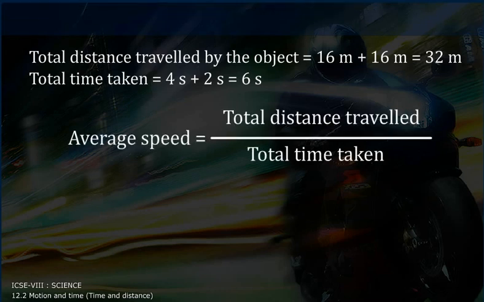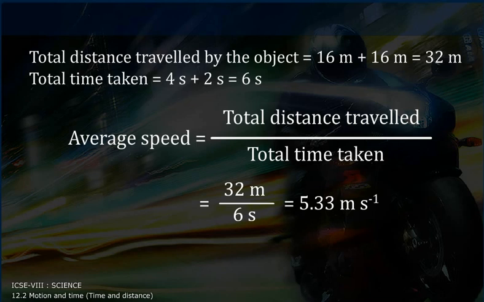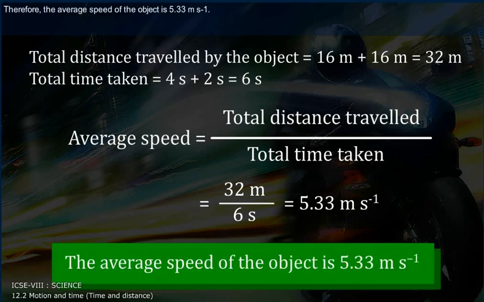Average speed is equal to total distance travelled divided by total time taken, that is equal to 32 meter divided by 6 seconds, which gives 5.33 m s^-1 or 5.33 meter per second. Therefore, the average speed of the object is 5.33 meter per second.